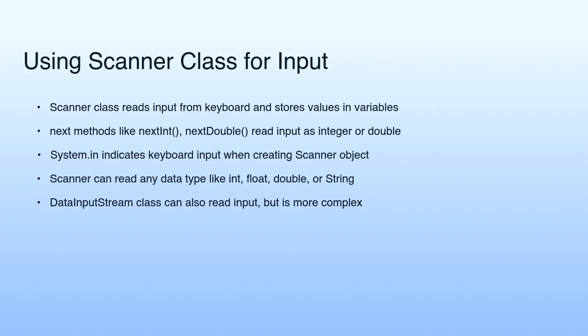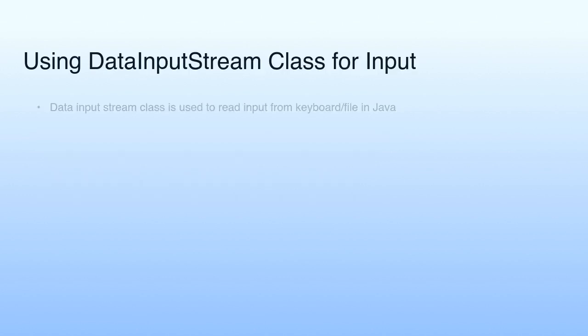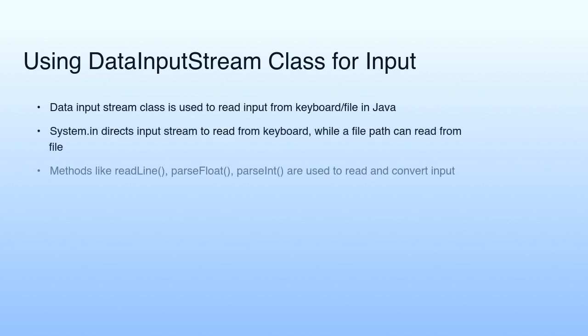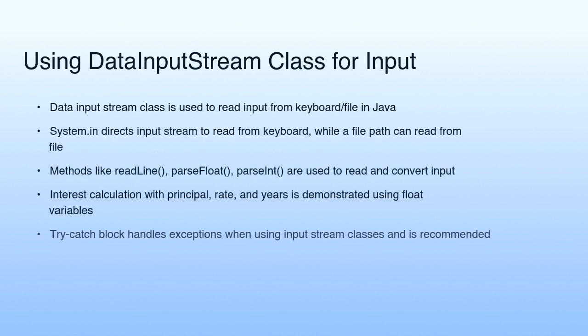for user input. The DataInputStream class is another option for reading input from the keyboard or a file in Java. The System.in object directs the input stream to read from the keyboard, while providing a file path can read input from a file. Methods like readLine, parseFloat, and parseInt are used to read and convert input. We demonstrate using float variables in an interest calculation with principal, rate, and years, while also handling exceptions with a try-catch block when using InputStream classes.